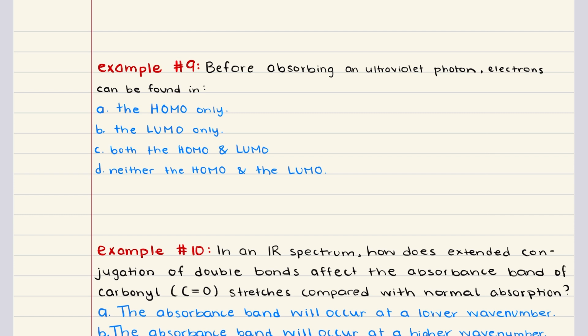The key word here is occupied. The HOMO contains electrons because it's the highest energy orbital that still has electrons in it. The LUMO, on the other hand, is the next available energy level, but it's empty until the electron absorbs energy. So before any ultraviolet photon is absorbed, the electron hasn't moved yet. It's still sitting in the HOMO, waiting for that energy boost to jump it up to the LUMO. That's why the correct answer for problem 9 is A.